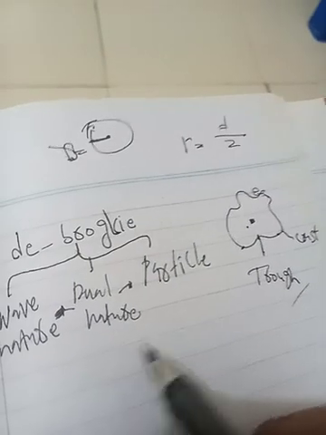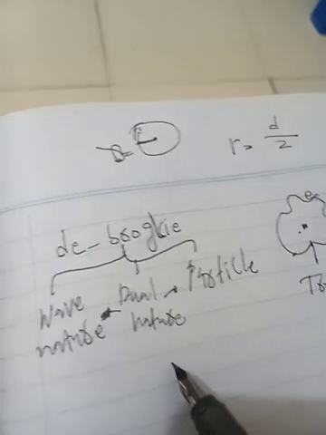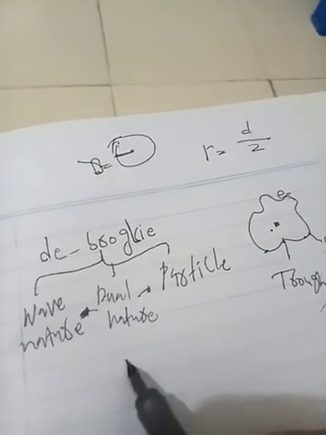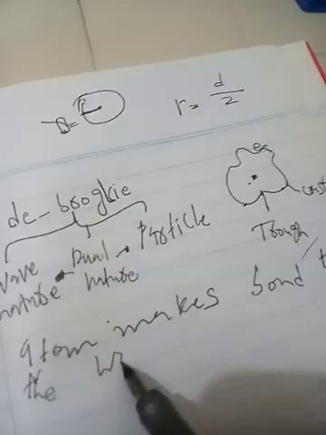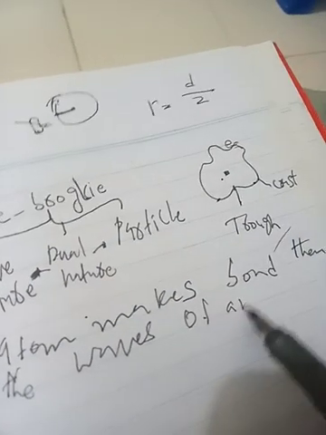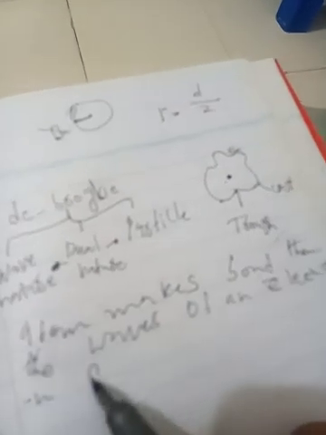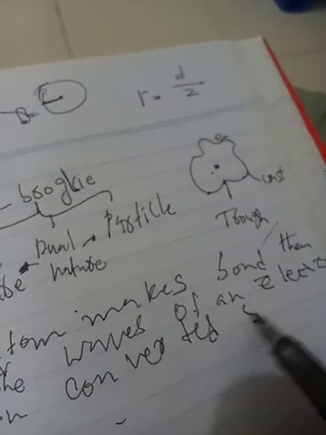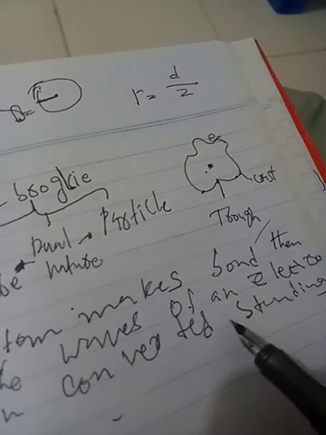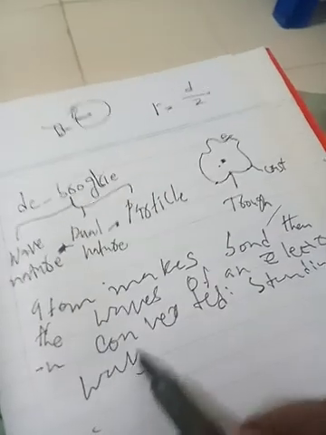So we were unable to find it directly, but we reached a conclusion: when an atom makes a bond, the waves of an electron are converted into standing waves. What are standing waves? We will see.